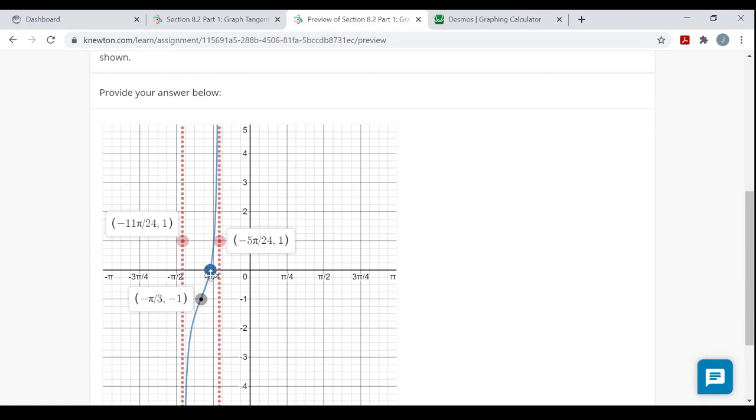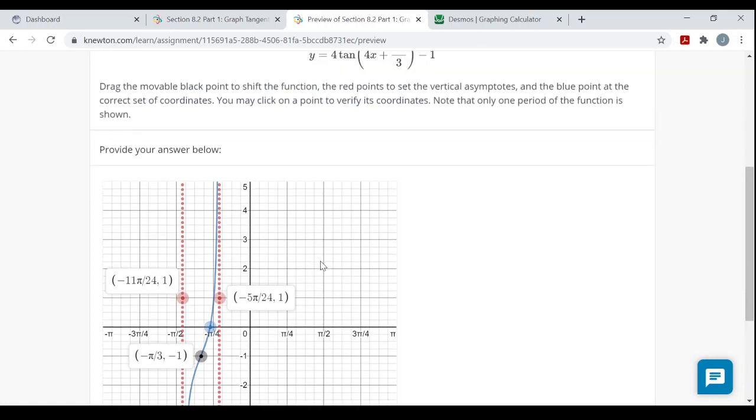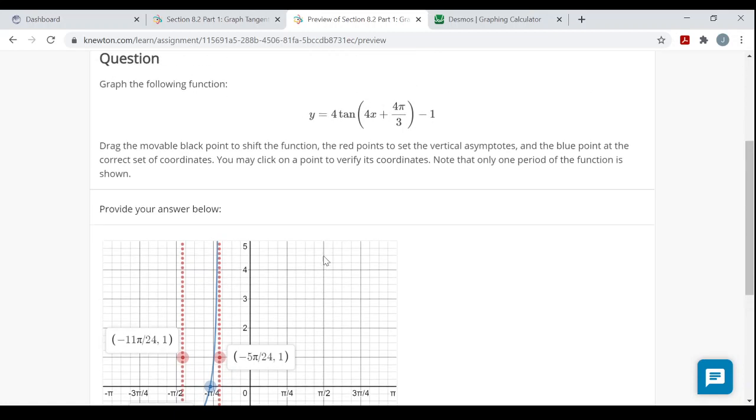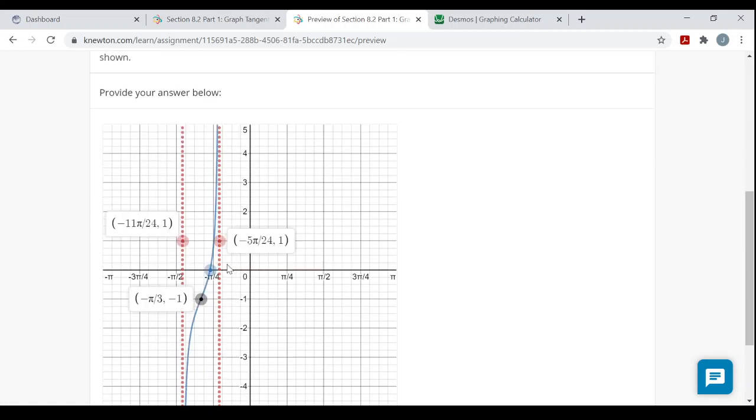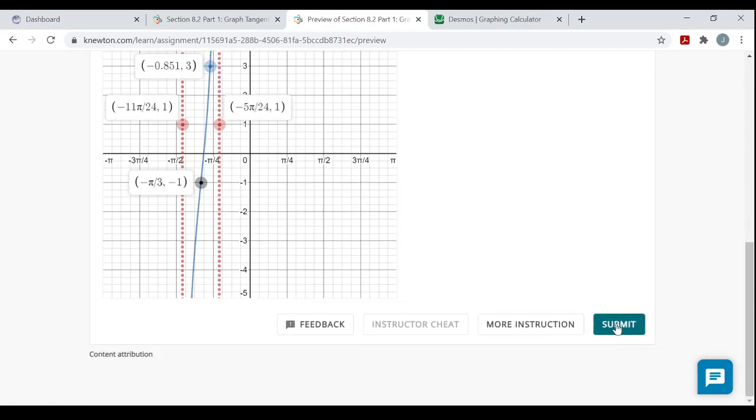I guess the only thing I need to change now is this blue point. It should have an output of 3 to get something with a tangent of 1 times 4 minus 1, which would be 3. So I move this up so it has an output of 3. Looking like that there. I think this will be good.